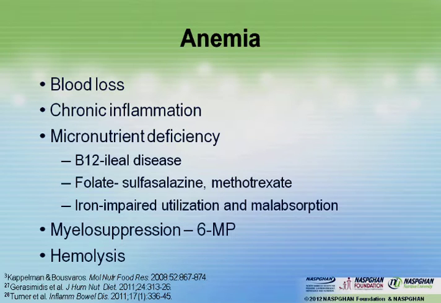You can see myelosuppression in a number of these drugs, but you think about it, 6-MP, and also hemolysis. So it's a large number of factors that can go into anemia in patients with inflammatory bowel disease.